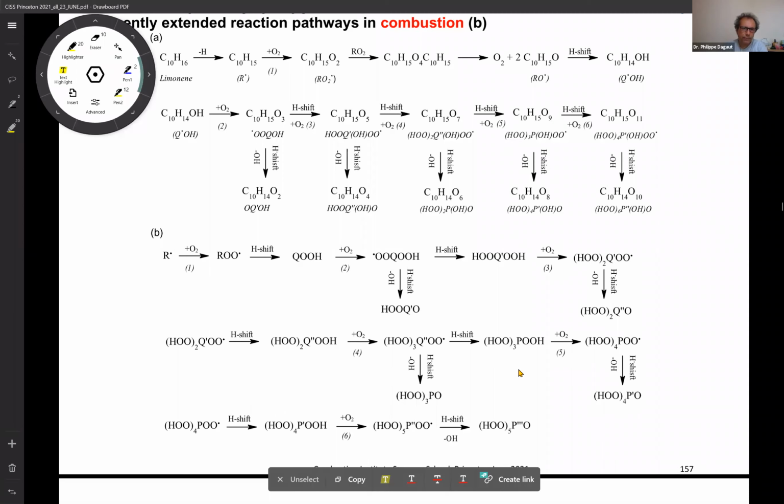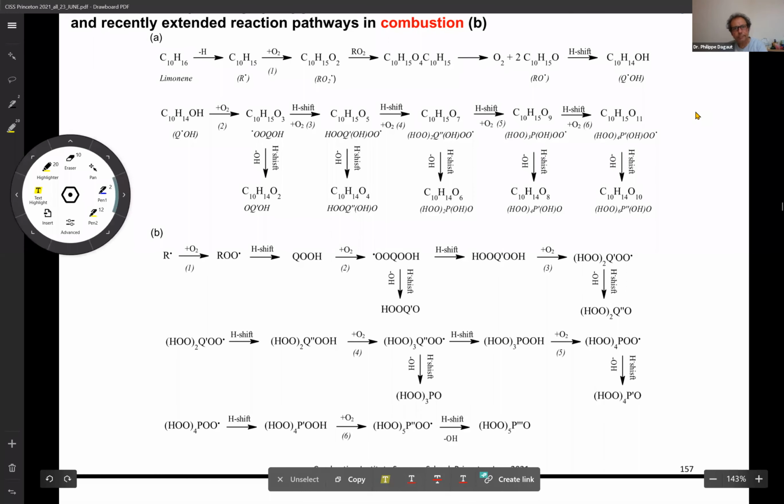Well, of course, there are many other possibilities of reactions and direct interaction between these radicals, but these H atom transfers can be very efficient, very quick, compared to bimolecular reactions. So these channels exist under cool flame conditions.